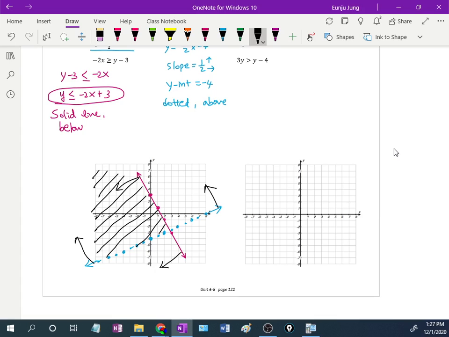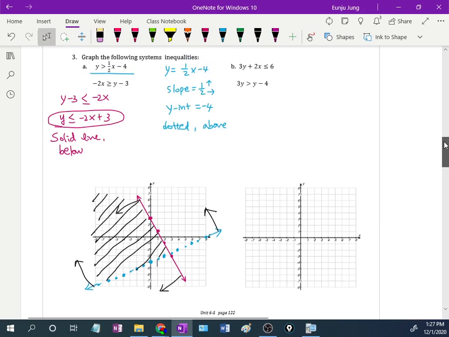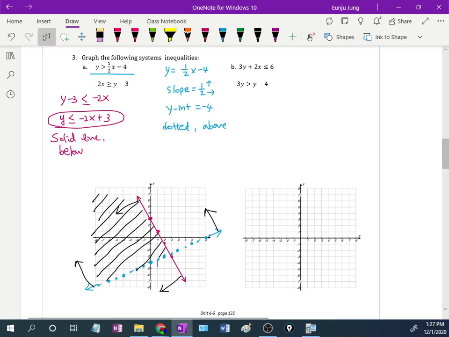Does it make sense? If you want to do two color sections and use a color pencil, you can see red and blue makes purple in the region, and the overlapping part is the solution set. Is it clear? Okay, now let's use a calculator and see how we can graph this on the calculator.